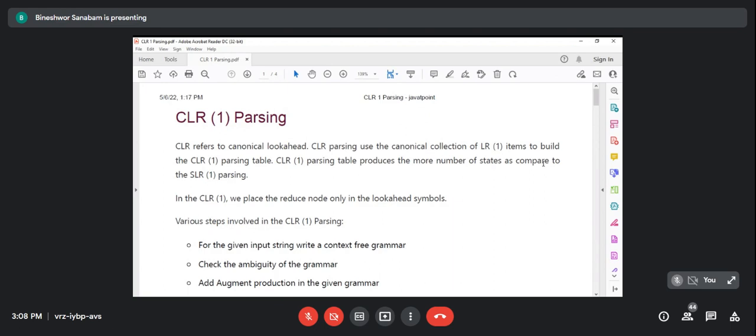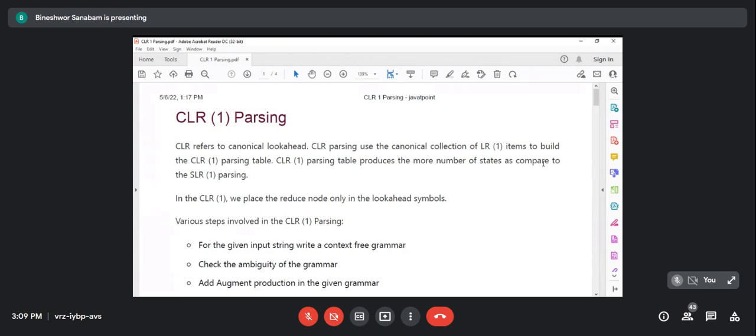So if you understand LR0 parsing, then it's easy to understand the remaining three. The only difference is the item. When we are talking about LR0 and SLR1, we are talking about LR0 items. And when we are talking about CLR1 and LALR1, we are going to talk about LR1 items.